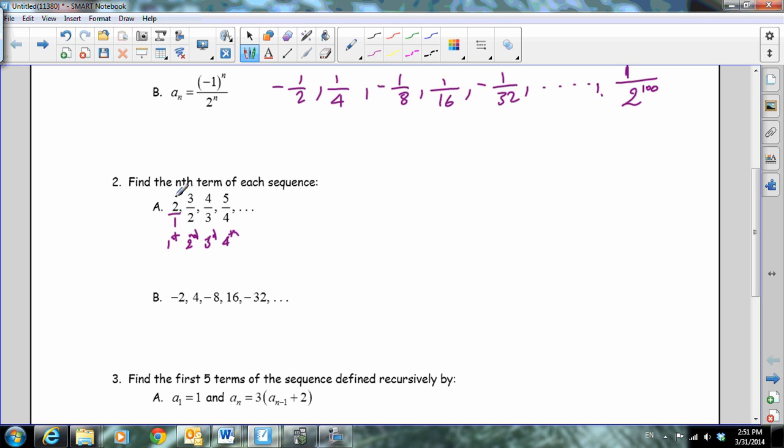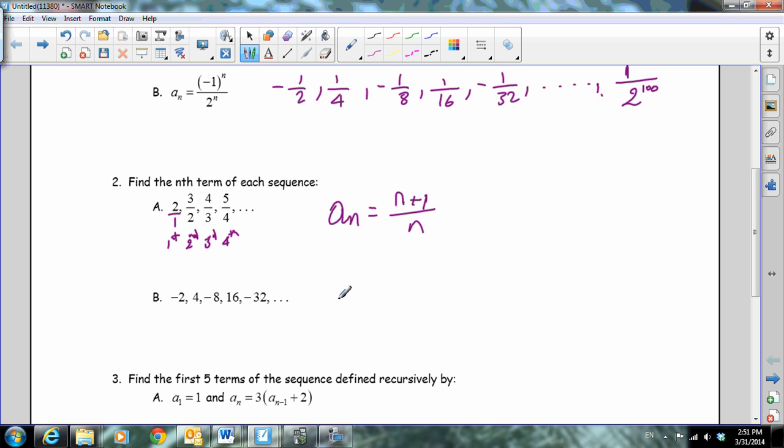If you look at the top, for the first term, the top seems to be 1 digit extra. For the second, 1 digit extra. So I would say S of n is equal to n, which is the number of terms, plus 1 over n. So S of 1 would be 1 plus 1 over 1, meaning 2 over 1. 2 plus 1 over 2, meaning 3 over 2, and so on. Let's go ahead and look at the second one.